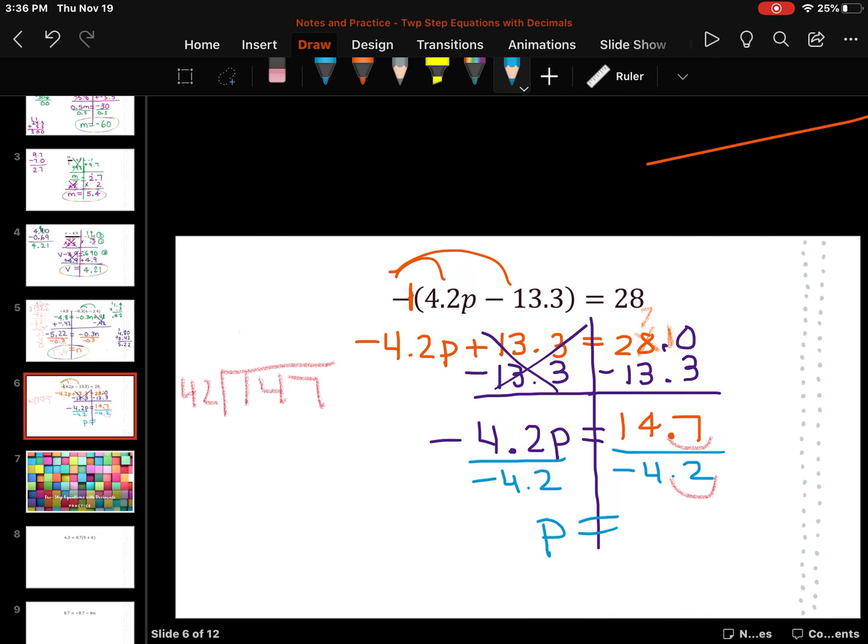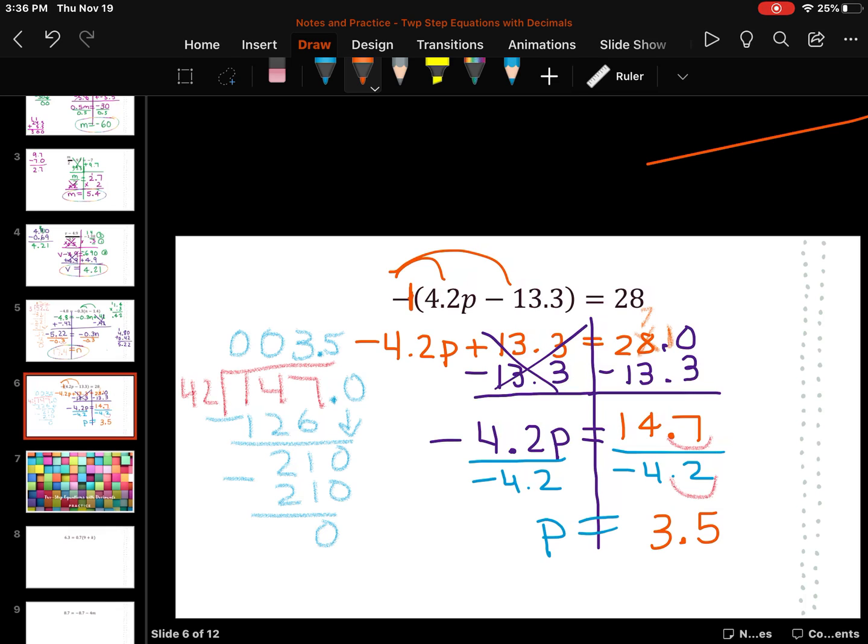42 does not go into 1, put a 0. 42 does not go into 14, put a 0. 42 goes into 147, 3 not perfect times. 3 times 42 is 126. Subtract, I'm left with 21. I'm going to have to add a decimal and add a 0 because I'm not done yet. 42 goes into 210, 5 perfect times. And I'll be left with 0 with nothing else to bring down. Don't forget to shoot that decimal straight up through the roof into your answer, which is 3.5.